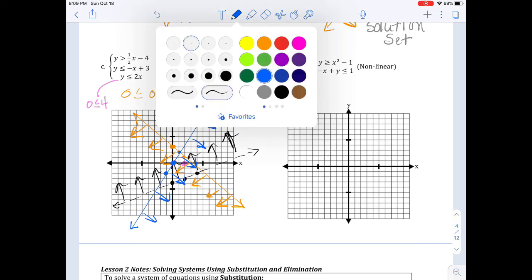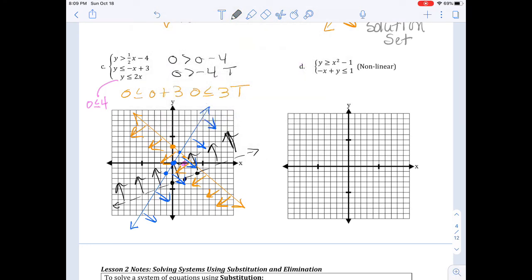And so you can see the convergence of all of those is this triangular shaped region right here. And that is the solution set. So it's really important that you clearly mark the solution set so that I can tell when I'm grading.